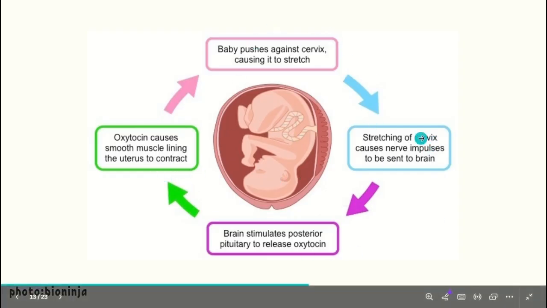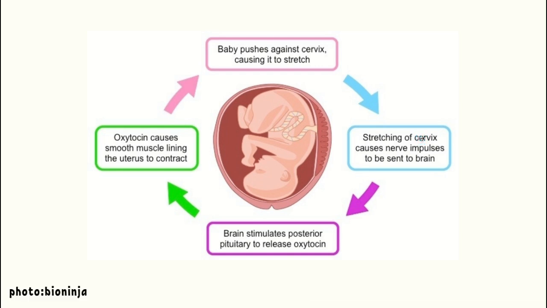Okay, so this is just the birth process again. Basically, the baby pushes against the cervix, causing it to stretch. Stretching of the cervix causes nerve impulses to be sent to the brain. The brain stimulates the posterior pituitary to release oxytocin, and oxytocin causes the smooth muscle lining of the uterus to contract. So everything is a process. When the contractions start, bam, bam, bam, that is when you know the baby will come out.